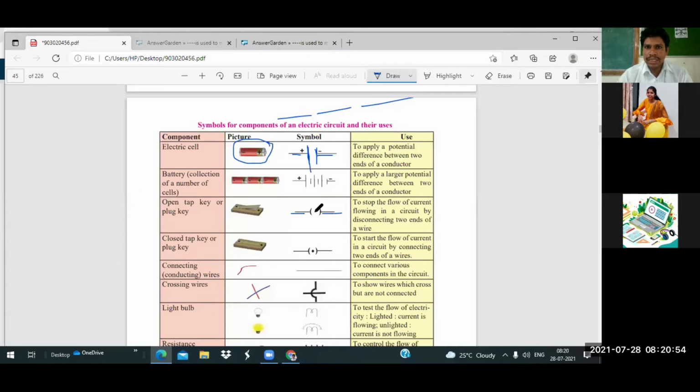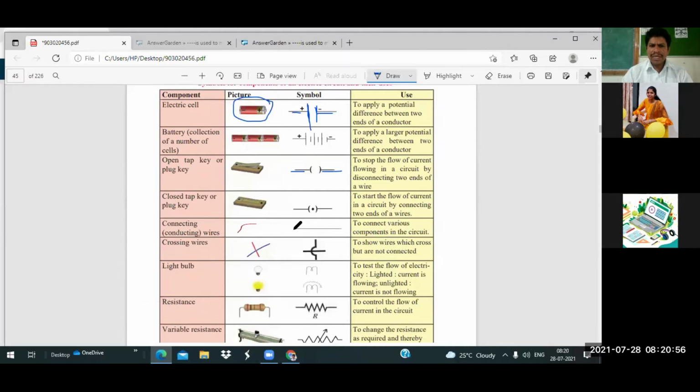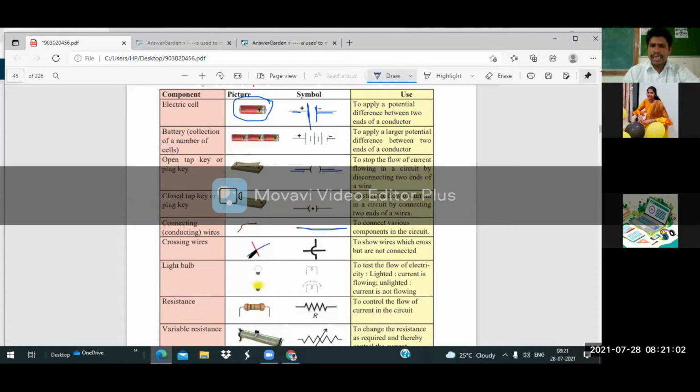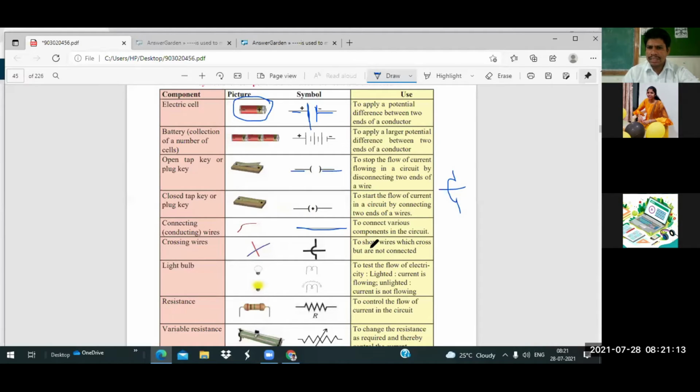Remember this. Okay. Now the next one: this straight line is the symbol for connecting wires. And now crossing wires. If you see it given like this, it means these wires are crossing each other, but they are not connected to each other. They cross but are not connected.